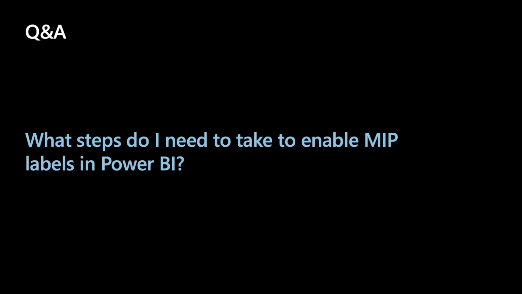What steps do I need to take to enable MIP labels in Power BI? So this is a great question. First of all, you need to make sure that your organization has sensitivity labels. Usually, organizations that use sensitivity labels deploy them in Office, and you actually must enable sensitivity labels in Office to use them in Power BI. So if you see the sensitivity button, as I showed in the beginning of the presentation, on your Office applications, this means your organization has MIP labels.